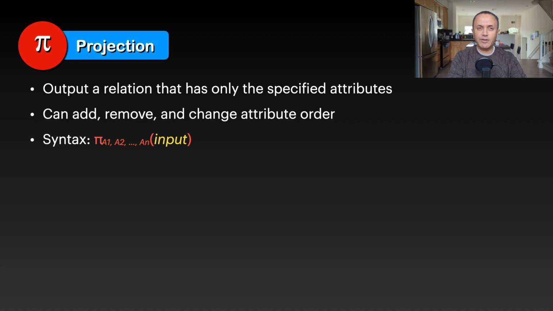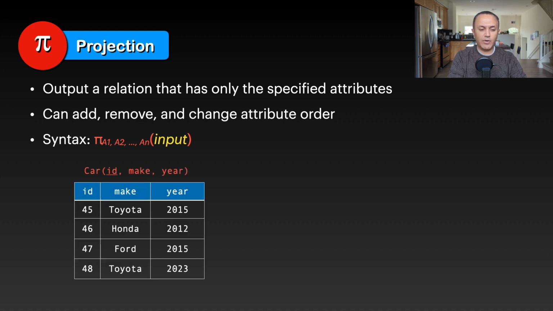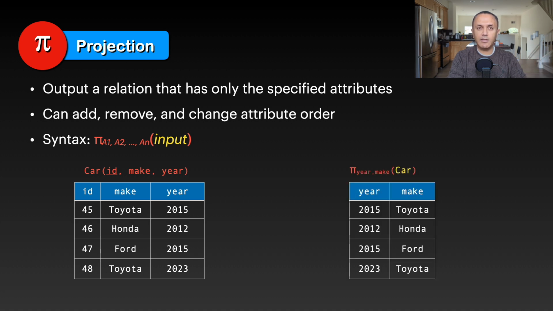The attributes here can also include expressions, as we will see in some of the following examples, but we'll get to that. Let's start with a simple example to illustrate the simple case. Again, we're starting with the car relation or the car table that we have with 3 attributes: ID, make, and year. Now we're going to say, I want a projection of only the year and make attributes. And this will be the output.